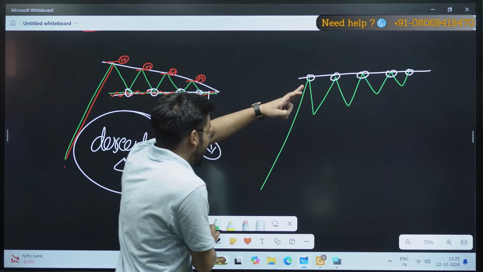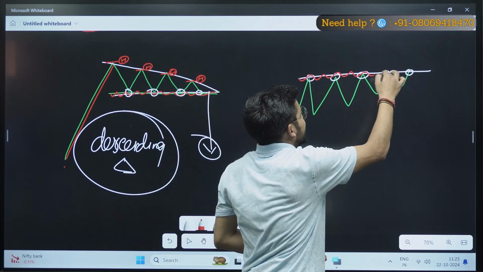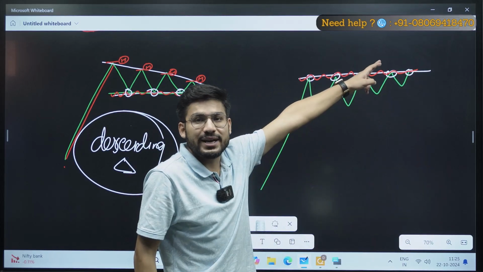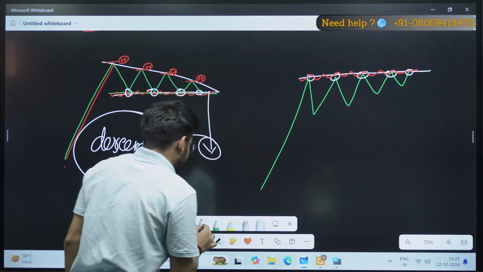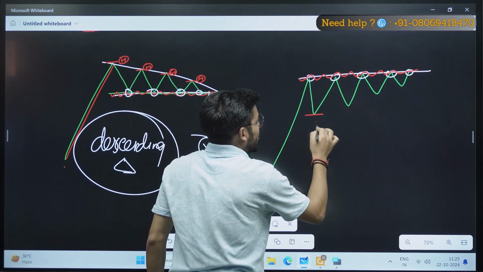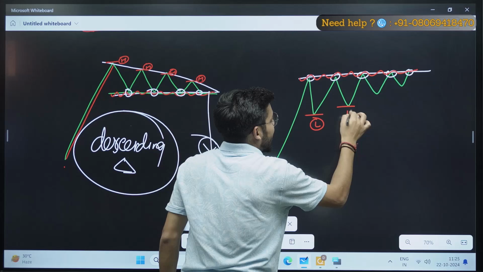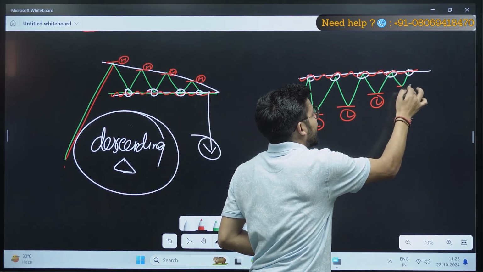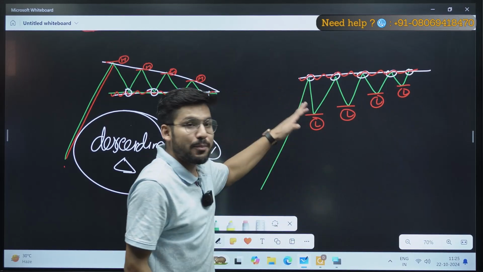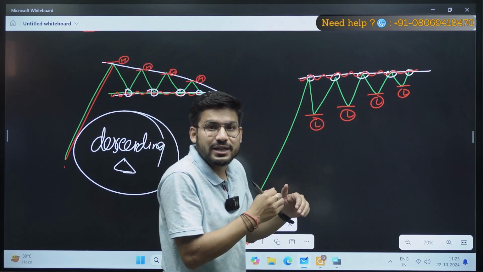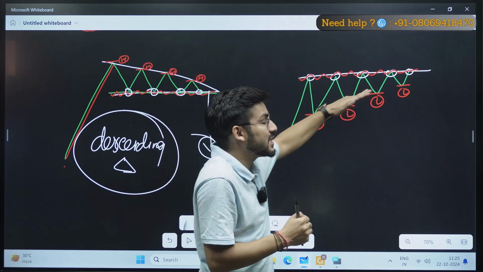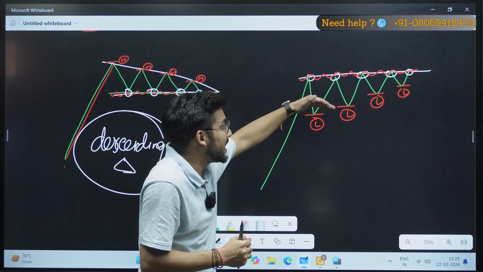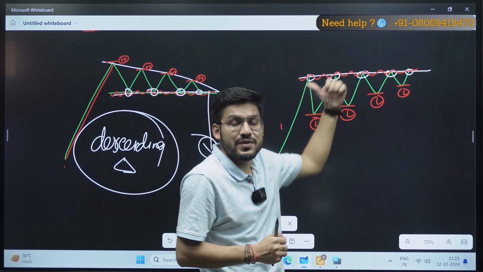In this condition, we have a resistance that is getting tested so many times. Also, when I analyze my lows, there is a low, then another low that is higher than that, another low higher than that, another low higher than that. It means the market condition is bullish. Why? Because the momentum is on the upward side. Every time it is making a low, but the low is higher than the previous one, right?